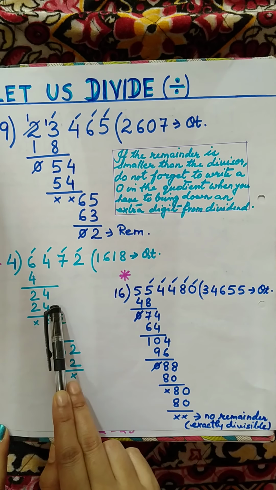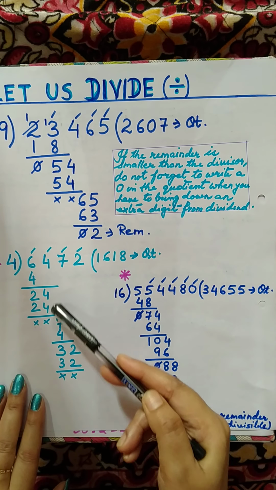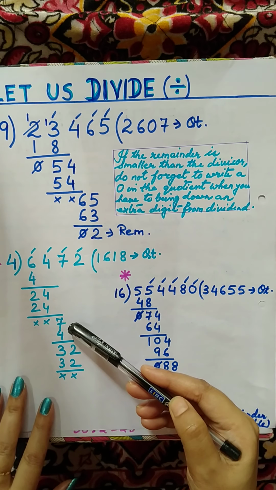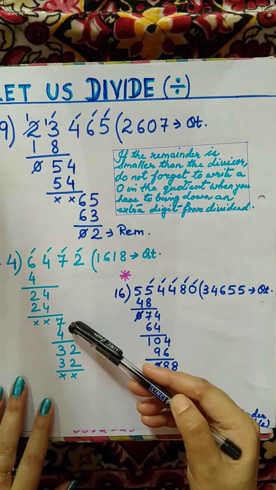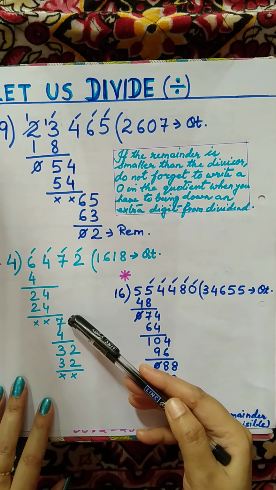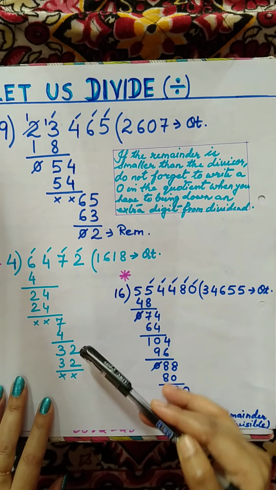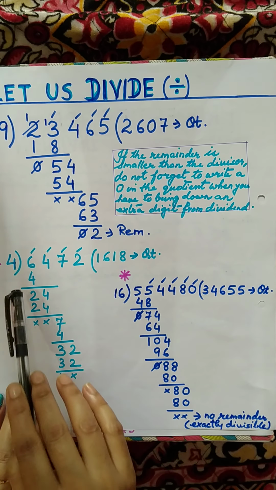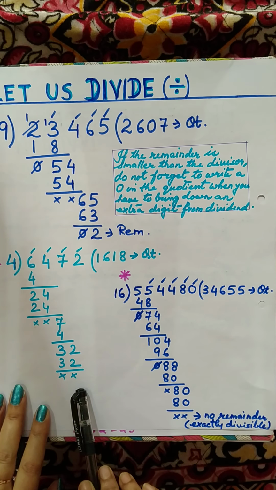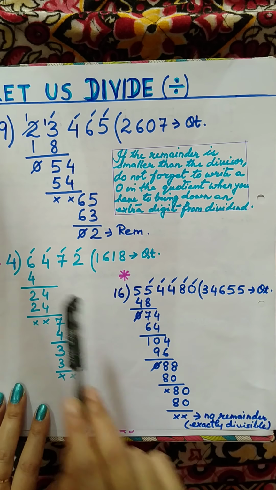Then it becomes 24. 4 sixes are 24. When we subtract, we get no remainder here. So we bring down 7 here. When we bring down 7, 4 ones are 4. So we subtract 4 from 7, we get 3. We bring down the next digit, which is 2, it becomes 32. 4 eights are 32. Now we have got no remainder here. So this number is exactly divisible by 4.